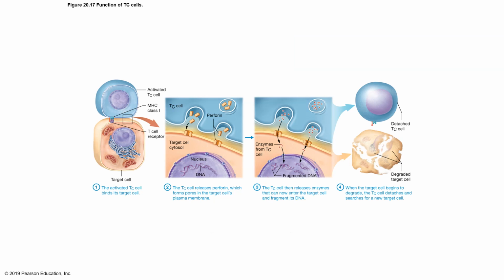So first, your activated cytotoxic T cell binds to its target cell. This is the receptor. The cytotoxic T cell then releases a chemical called perforin, which forms pores in the target cell's plasma membrane. The cytotoxic T cell then releases its enzymes, which can enter the target cell and start fragmenting the DNA. When the target cell begins to degrade, the cytotoxic T cell detaches, and then it'll look for a new target cell.